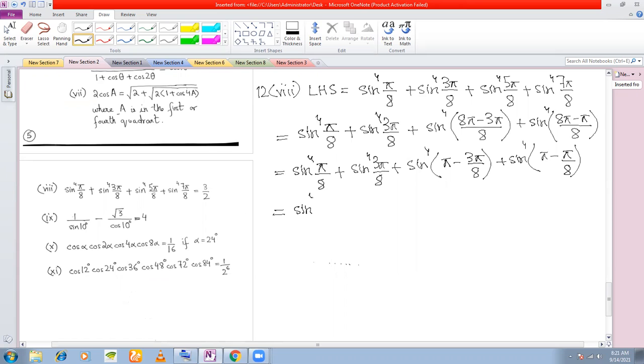So sine to the power of 4 pi by 8 plus sine to the power of 4 3 pi by 8 plus sine to the power of 4. Now you have pi. Write it as an even multiple in terms of twice pi by 2 minus 3 pi by 8 plus sine to the power of 4. You write this as 2 into pi by 2 minus pi by 8.